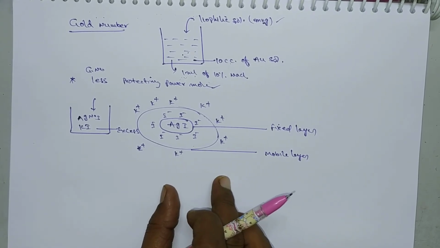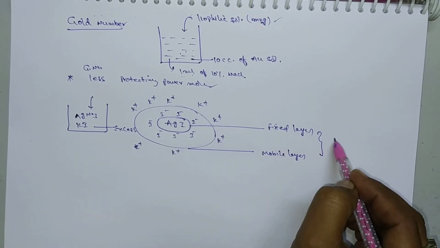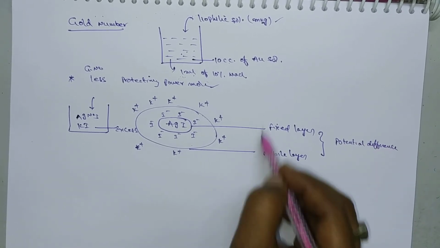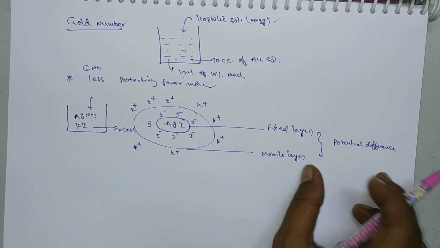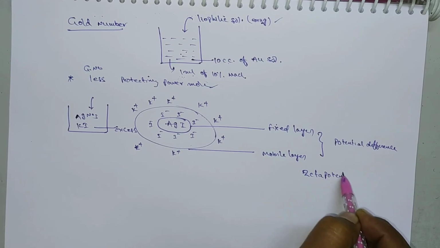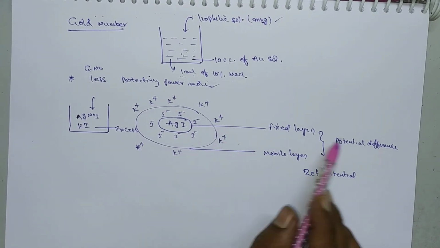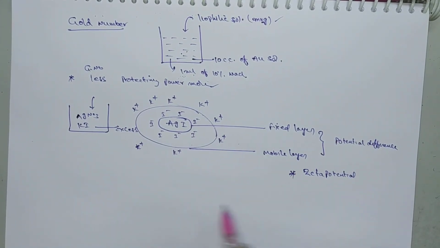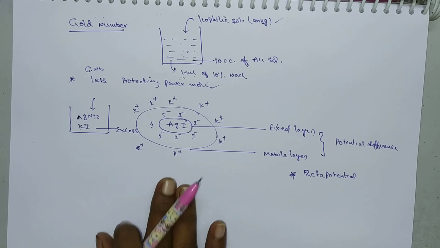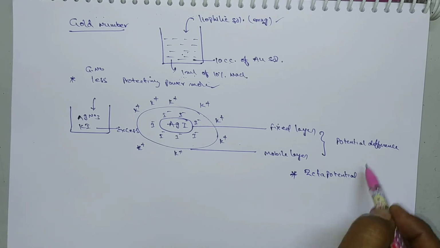Due to presence of these two equal and opposite charged spheres, there arises some potential difference between these two layers. This potential difference is called zeta potential. Whenever there exist equal and opposite charges, there arises some potential difference, and that potential difference is called zeta potential. So this is about electrical double layer theory according to Helmholtz. This is called zeta potential, indicated by Z.